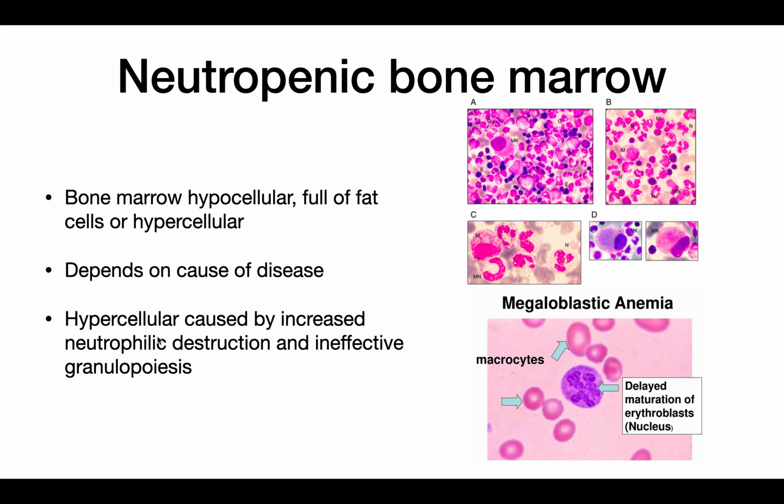Like I said, the hypercellular is going to be caused by increased neutrophilic destruction and ineffective granulopoiesis. So in the peripheral blood, the neutrophils are going to be destroyed by the spleen or by disease, and the bone marrow isn't able to release the granulocytes. So one of the signs is just the delayed maturation of the erythroblast. So this will be nucleated red blood cells.